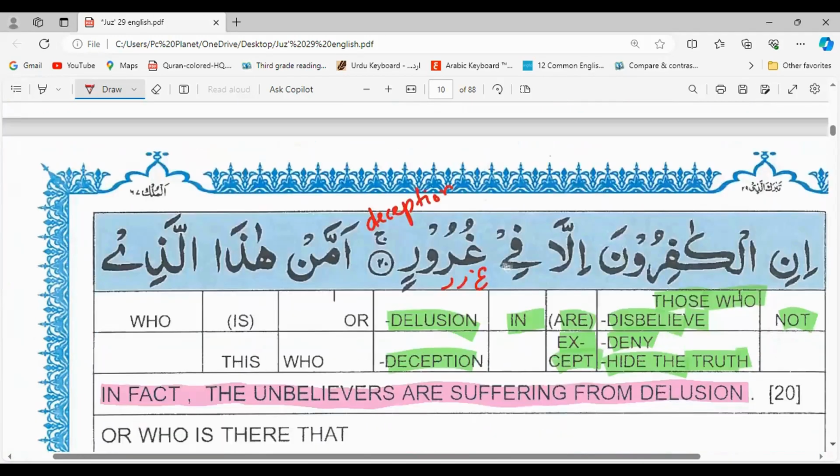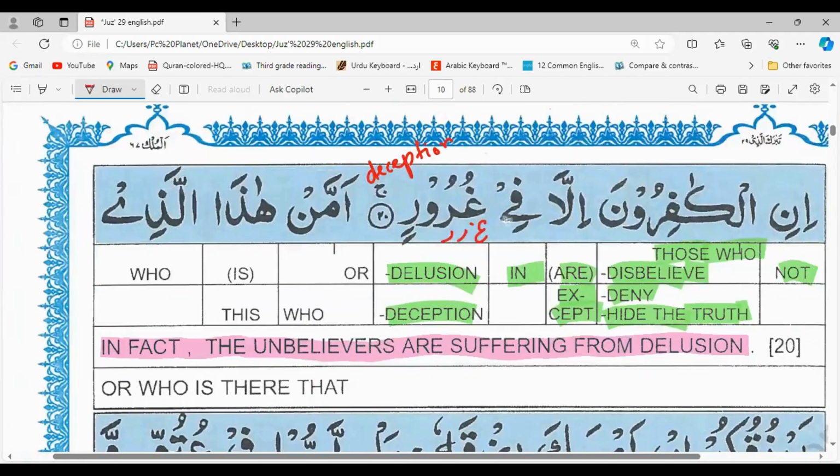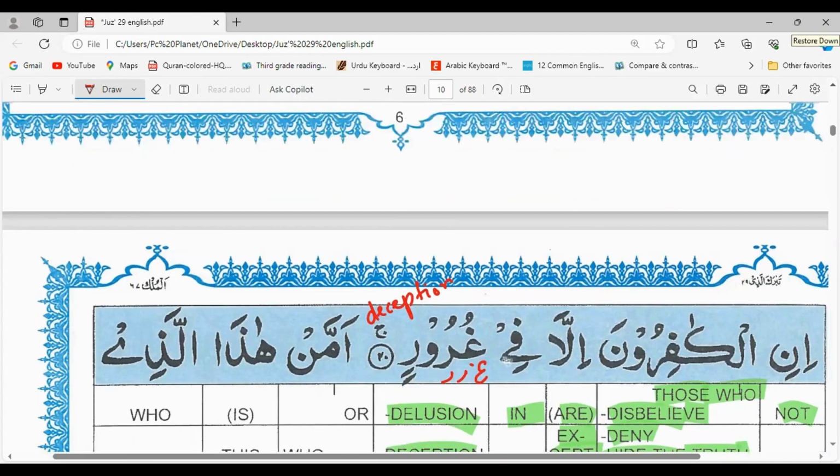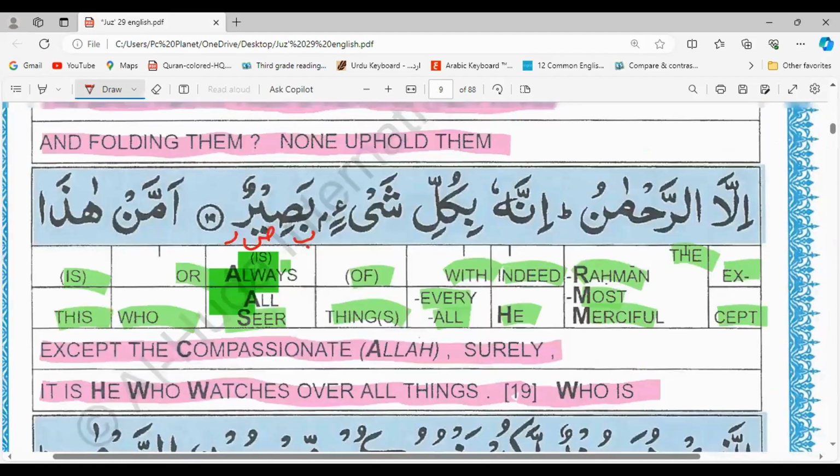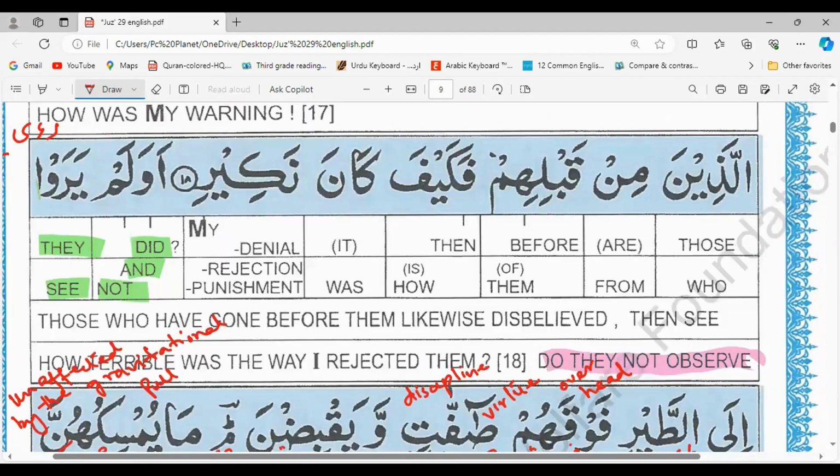In al-kafiruna, and in fact, those who disbelieve, those who show disbelief in the existence of Allah subhanahu wa ta'ala, are not but in ghurur. Ghurur means delusion, deception. They are in delusion. It means they are just deceiving themselves by denying one of the basic facts, the reality of this universe, which is the existence of Allah subhanahu wa ta'ala. If someone denies this basic fact, it means they are deluding and deceiving themselves, none other.